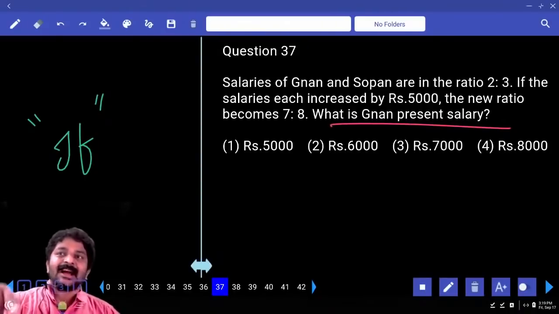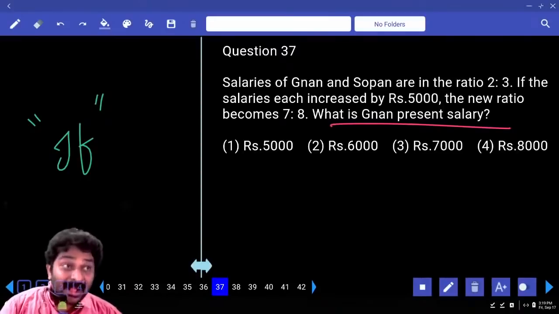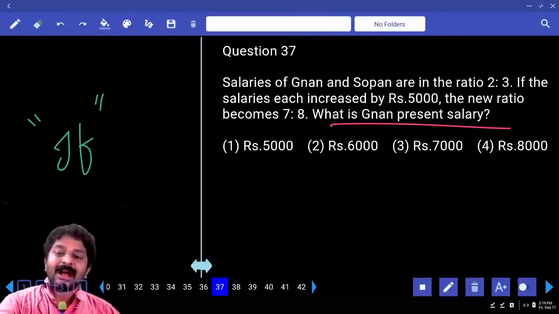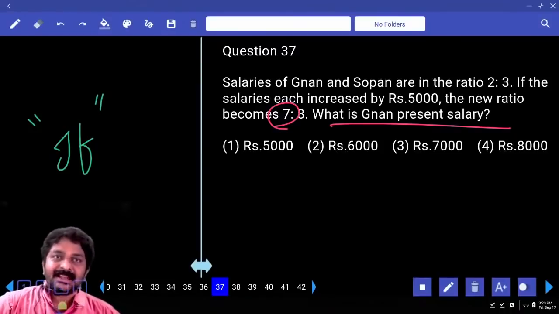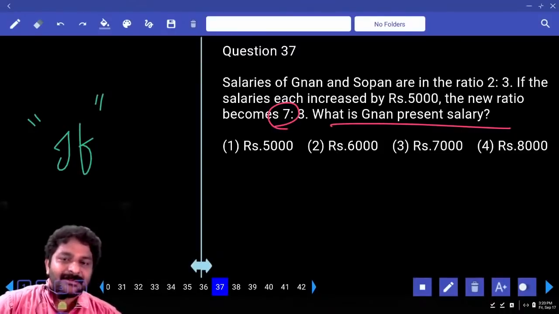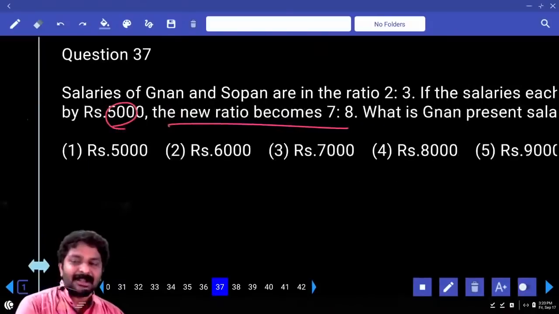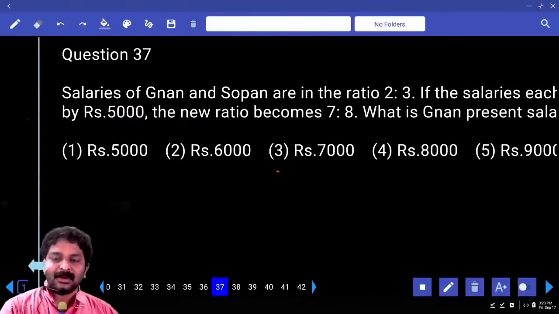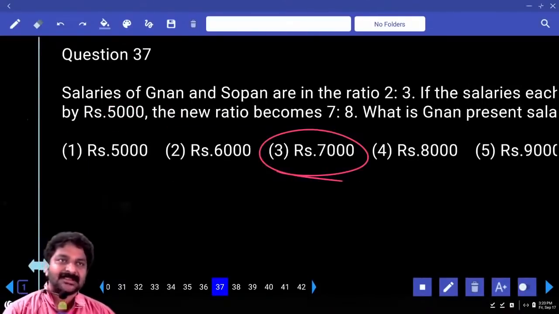Present salary, in the sense after change or before change? After change. So after change, Gnan is getting 7 parts. That means it must be a multiple of 7 only. Look at your options. How many 7 multiples are there? Only one. Third option, 7,000, final answer.